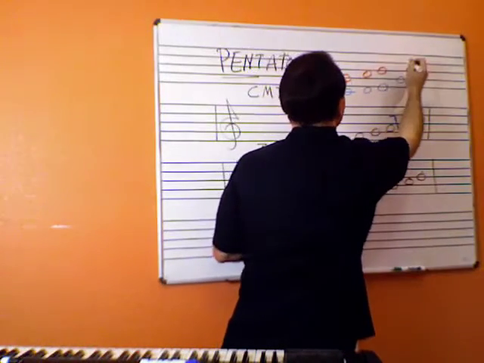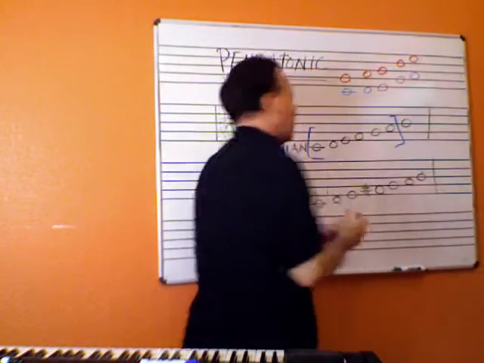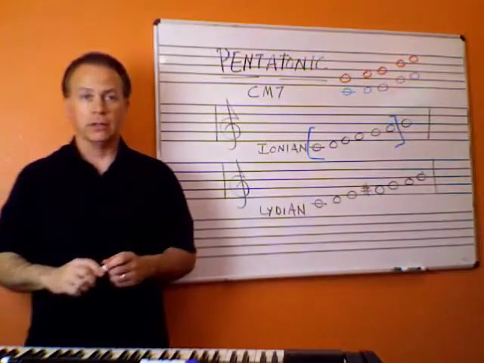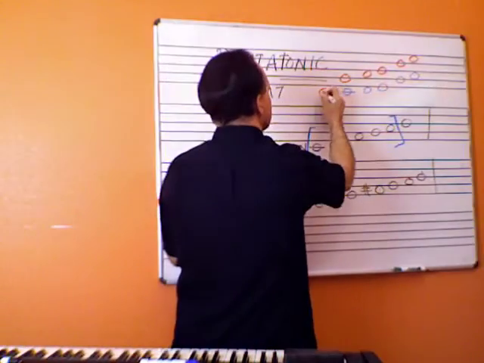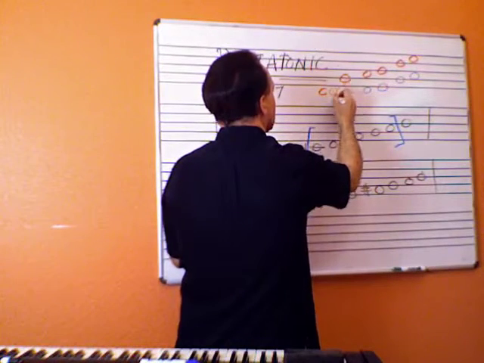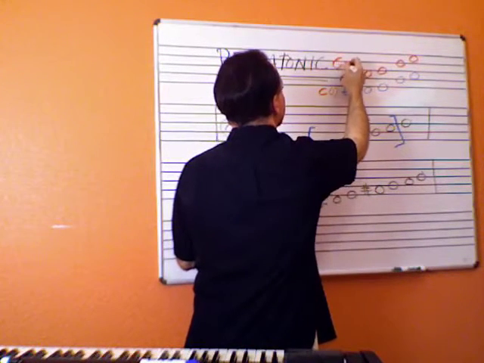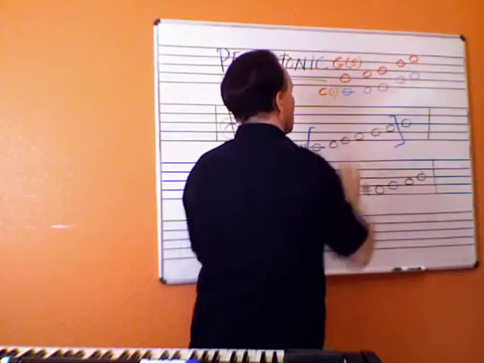G, A, B, D, and E sound good. The G pentatonic scale sounds good on a C major 7th chord. So we have the one built on C, or the tonic, and we have one built on G, or the 5th. All right, let's keep going.